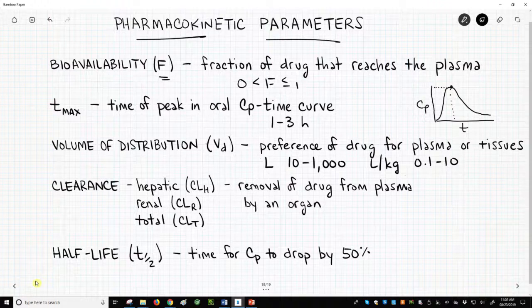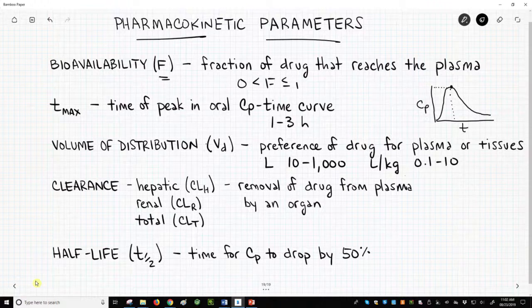Clearance. Hepatic, renal, and total clearance. Clearance is related to how quickly a drug is removed from the plasma as it passes through an organ. Whether it's the liver, hepatic clearance, the kidneys, renal clearance, or all organs, total clearance. Clearance drives drug metabolism and excretion. In general, for oral drugs, hepatic clearance is more important than renal clearance. It is very difficult to give representative values for clearance.